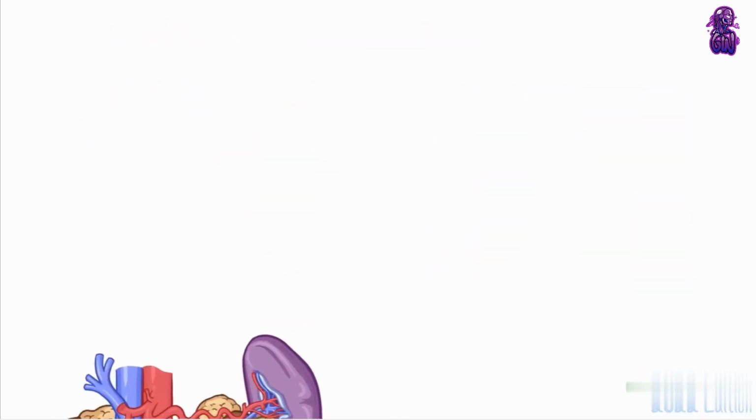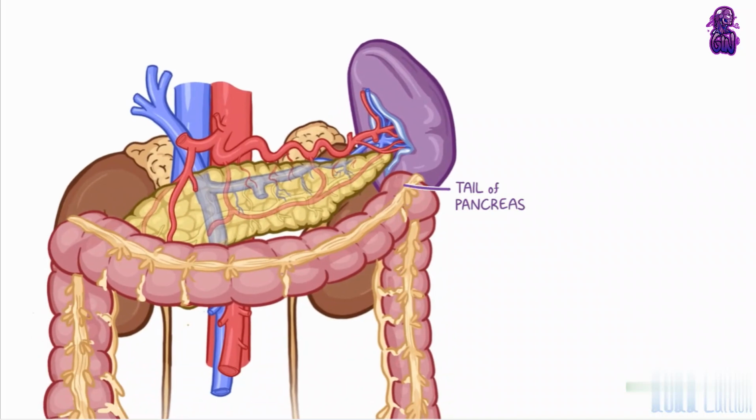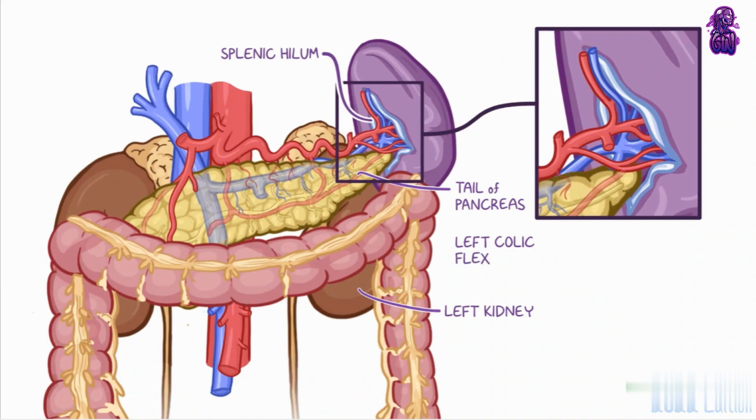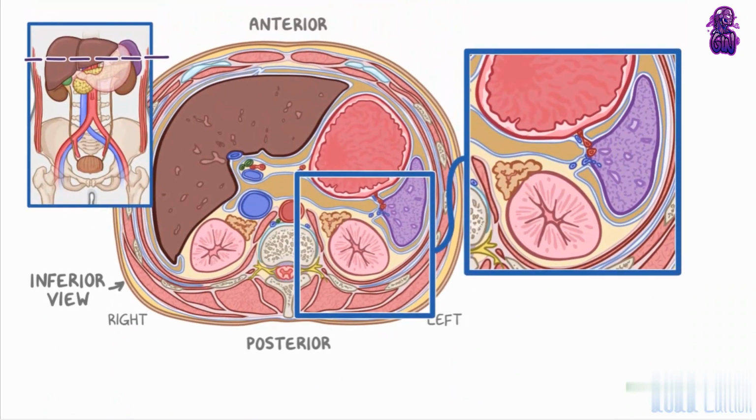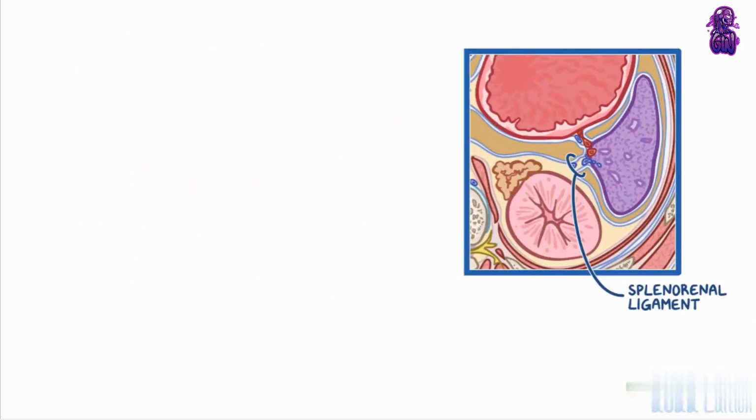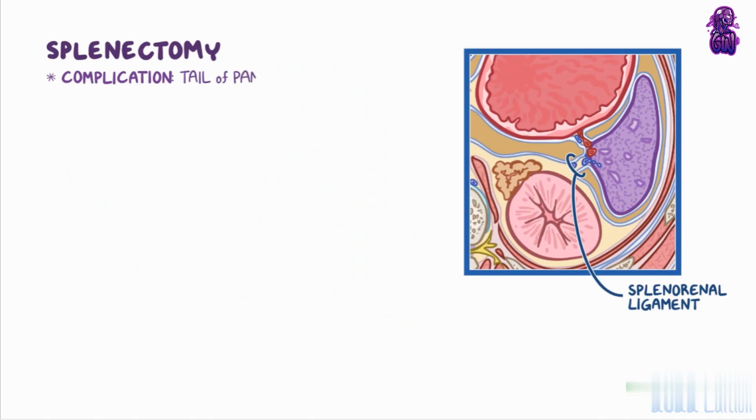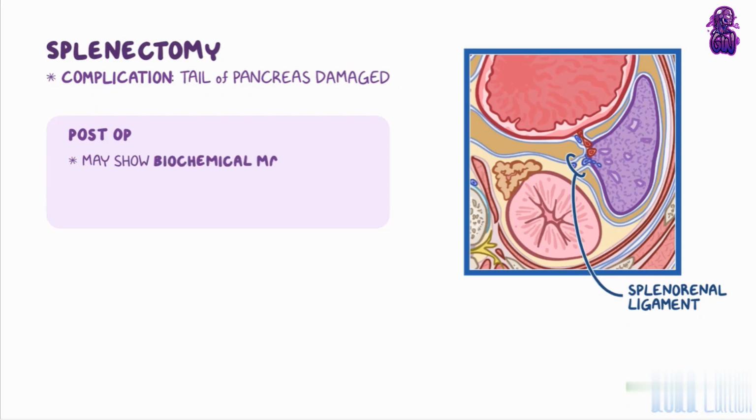Finally, it's worth mentioning that the tail of the pancreas passes anterior to the left kidney and is closely related to the splenic hilum and left colic flexure. The pancreatic tail is mobile and can pass between the layers of the splenorenal ligament along with the splenic vessels. This is important because during a splenectomy, one complication of the surgery occurs when the tail of the pancreas is damaged. Post-operatively, patients may show biochemical markers of pancreatic injury and pancreatitis, and may also lead to the patient developing diabetes.